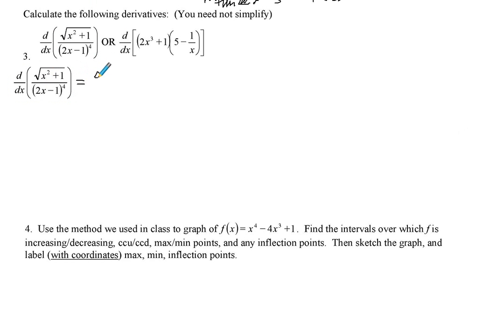So this is going to be derivative with respect to x. And on the top, that is going to be x squared plus 1 to the 1/2 power, because square root is a 1/2 power, and on the bottom, 2x minus 1 to the 4th. So that's what we're trying to find derivative of. And so this x squared plus 1 to the 1/2 power, that's going to be our f, and 2x minus 1 to the 4th, that's going to be our g. So let's find our f prime and our g prime down here.